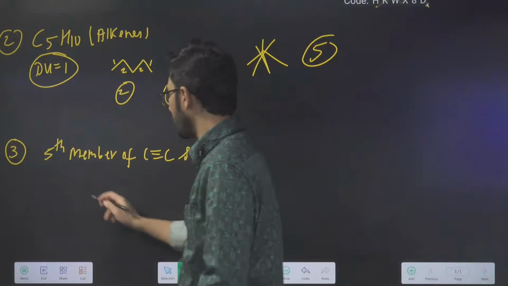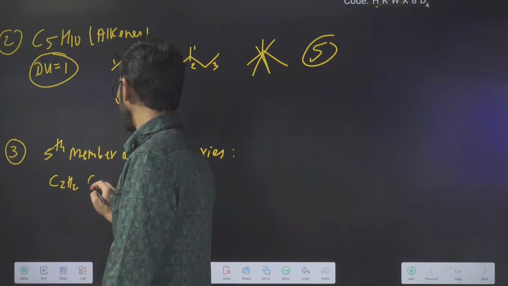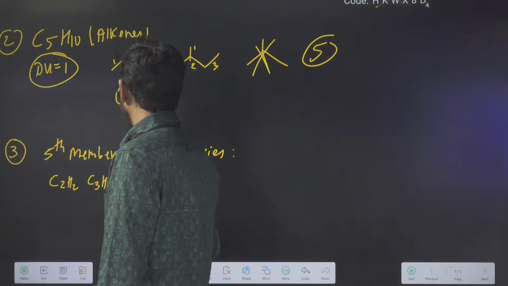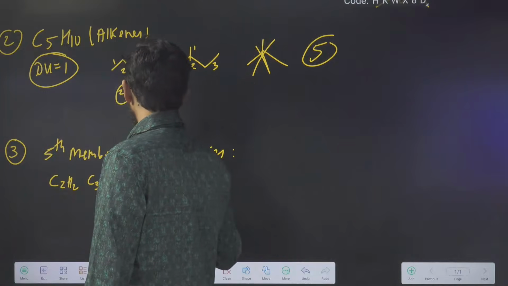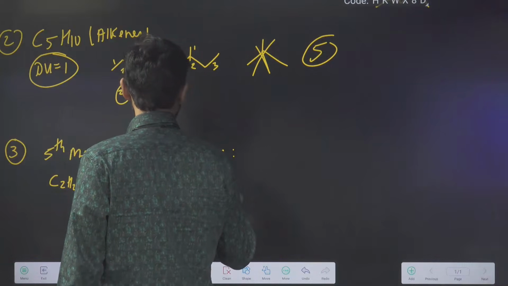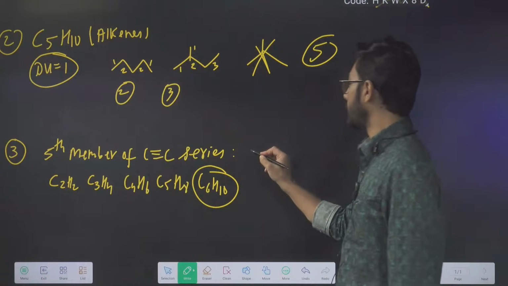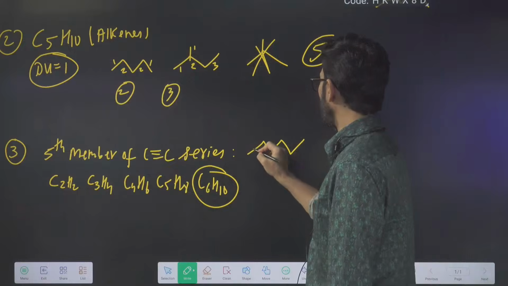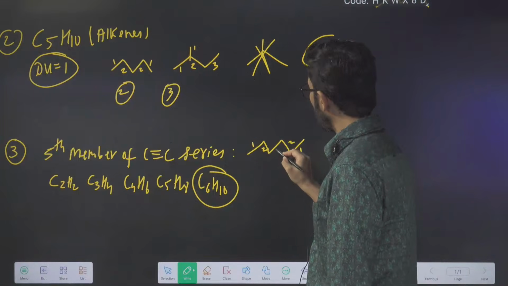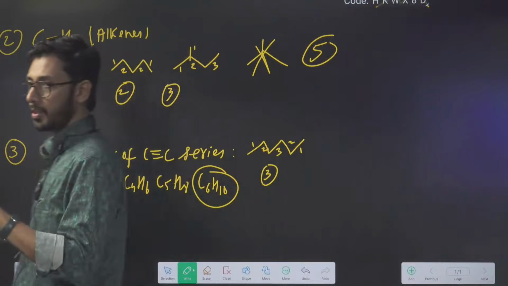First member is C2H2. Second member, add CH2: C3H4. Third member C4H6. Fourth member C5H8 and fifth member C6H10. Homologous series, na? With C6, how many possibilities can you write? One triple bond here, one here, second there, and third there. 3 alkynes you can write with a parent chain of 6.